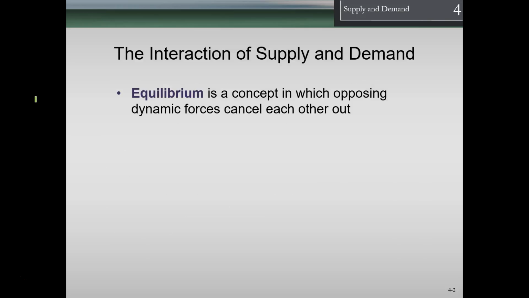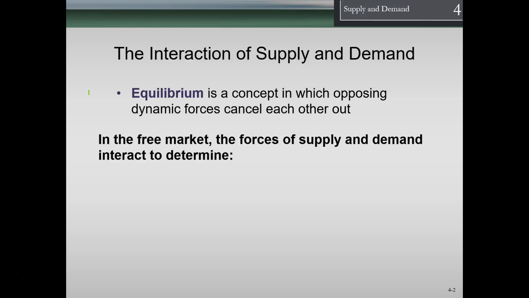So we're going to get to the point that we've all been waiting for, and that is where and when supply meets demand, and they meet, of course, at that place and time called equilibrium. So we're going to talk about equilibrium, the point where supply and demand meet. Definition: equilibrium is a concept in which opposing dynamic forces cancel each other out. Those opposing dynamic forces are the forces that are driving supply and demand, and that will drive to that point being equilibrium.